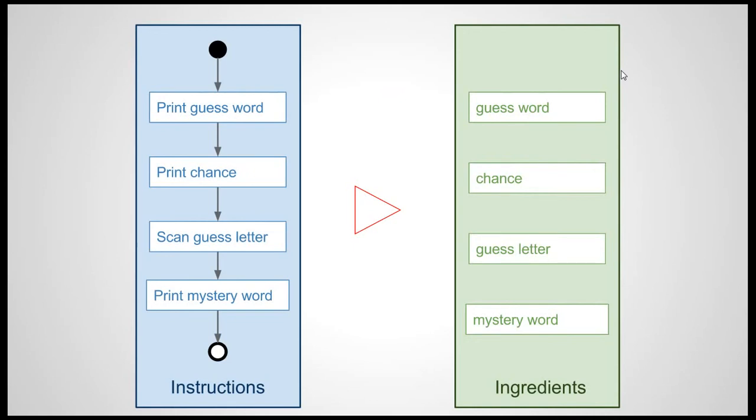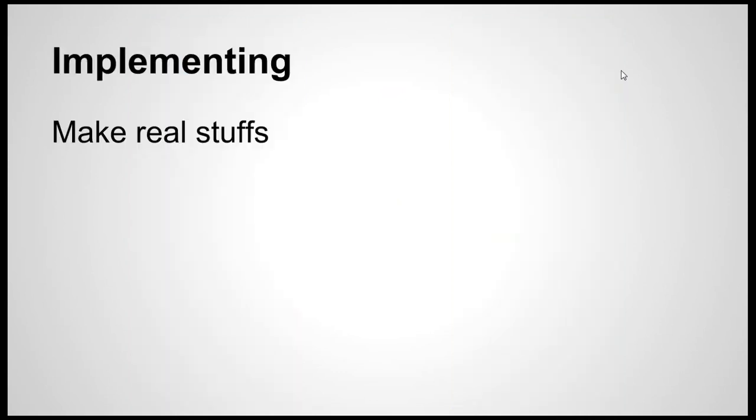from that we can create all these ingredients, because a program is like a recipe which has instructions and ingredients, if you remember. So the ingredients for our program are guess word, chance, guess letter, and mystery word. So we finish our designing phase, and we will go to the next phase, implementing, which means to make the real stuff.